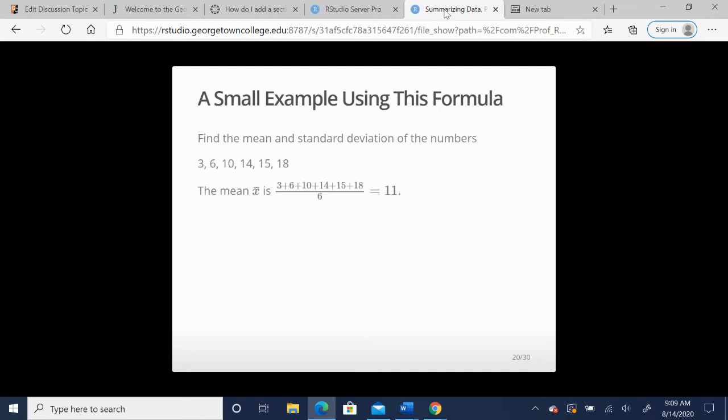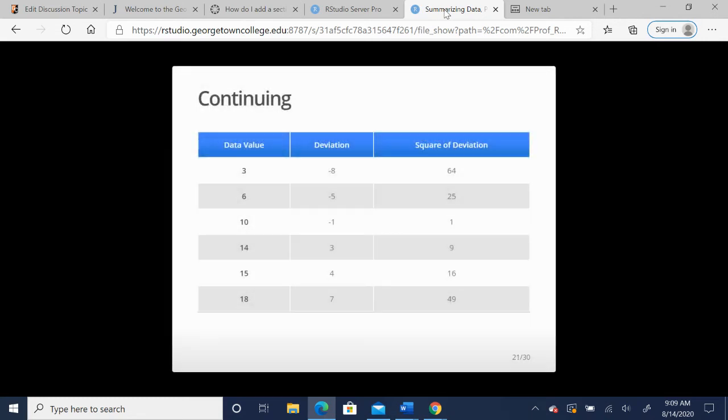If we had 3, 6, 10, 14, 15, and 18 in our data set, we would find the mean by adding them all up and dividing by 6, of course, which would give us a mean of 11. Here are all of the original values. And this deviation is how far away from 11 they are. 3 is 8 below 11, 6 is 5 below 11, 10 is 1 below, 14 is 3 higher, 15 is 4 higher, and 18 is 7 higher.